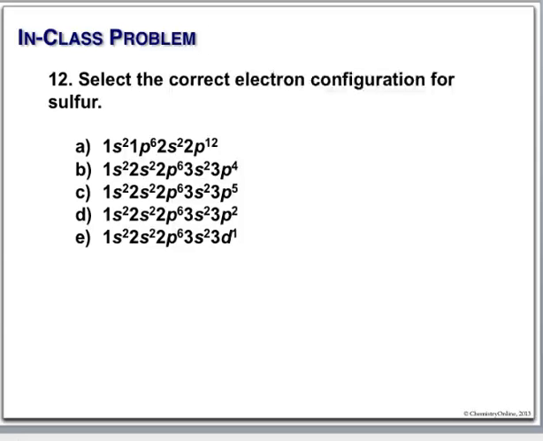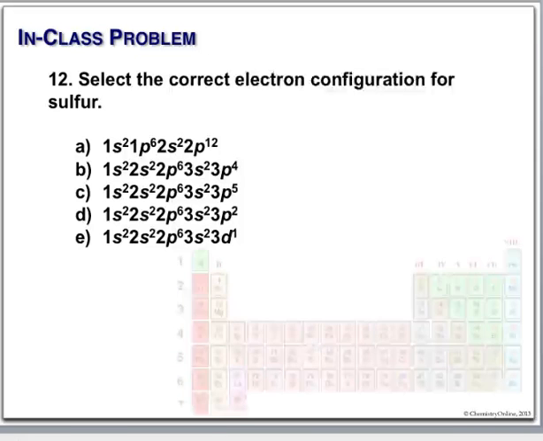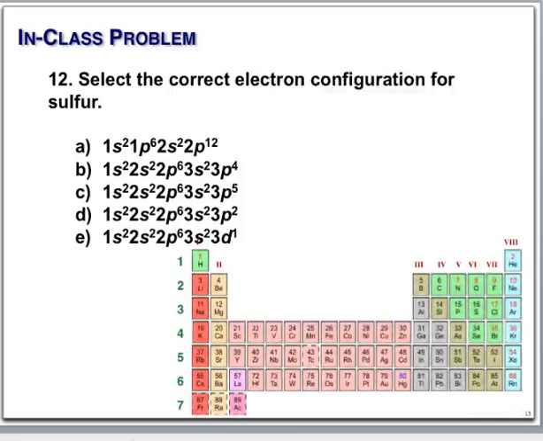Let's go back to sulfur. How would we abbreviate its electron configuration? Well, we would find it. Sulfur is going to be here, isn't it? So our 1s is going to be full. Our 2s and 2p are both full. Our 3s is full. And we have 1, 2, 3, 4 electrons in our 3p.